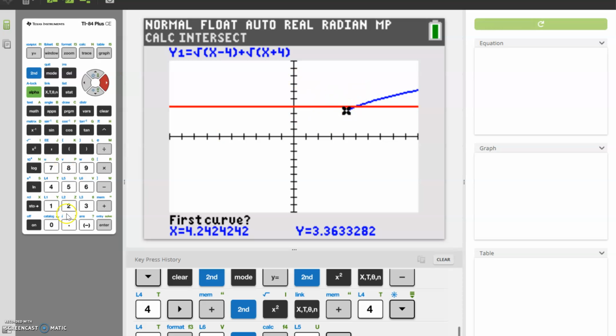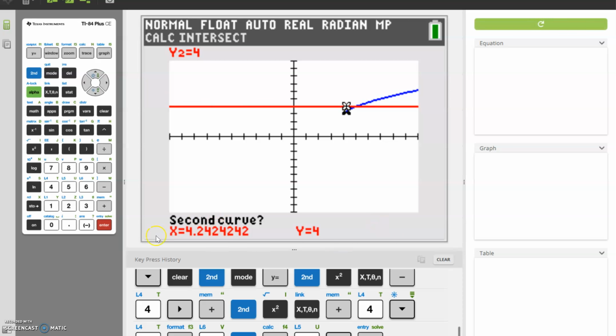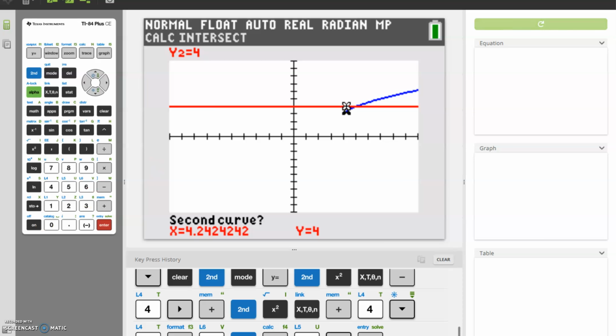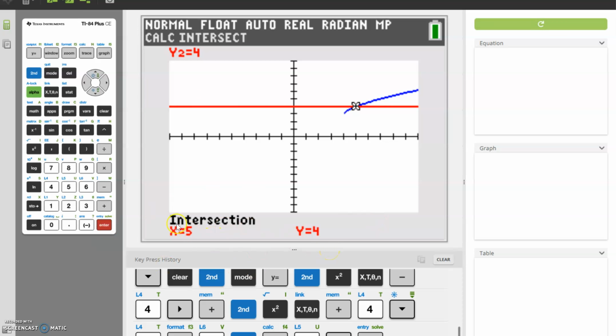I'm on that first curve, so I'm going to hit enter. Then it immediately jumps to the second curve, and in this case, it already is on the curve. I think that's pretty close to the intersection, so I'm not really going to play around with it. You may if you wish. I'm going to hit enter. And now it's asking, do you want me to guess where that intersection point is? I'm going to say yes. And here is our solution. If we solved this one by hand, we would find that our solution should be x is equal to 5, since that's the variable that we're trying to solve for.